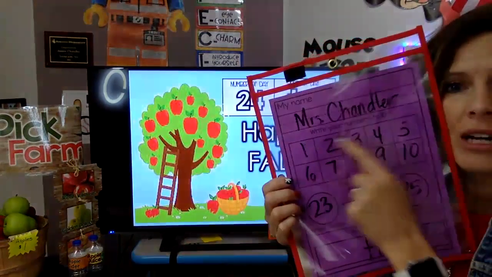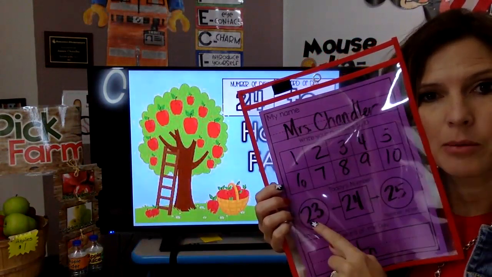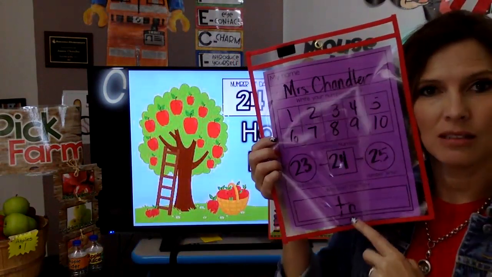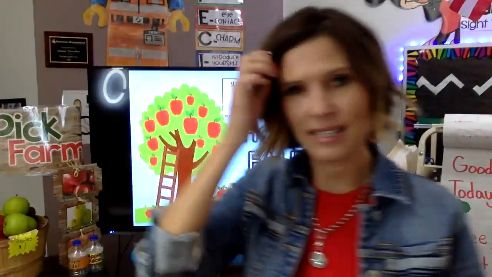Do your pocket, write your numbers 1 through 10, and then you put your number of the day in the middle, the number that comes before, the number that comes after. So we've got 23, 24, 25, and then your word of the day. So get your pocket done for practice.